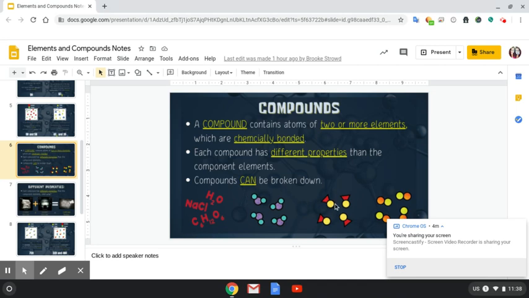And as you can see, we have different shapes here that are connected or different sizes and colors. And you can see that we have multiple capital letters. So remember, if it has multiple capital letters, then it's a compound. Elements only have one.